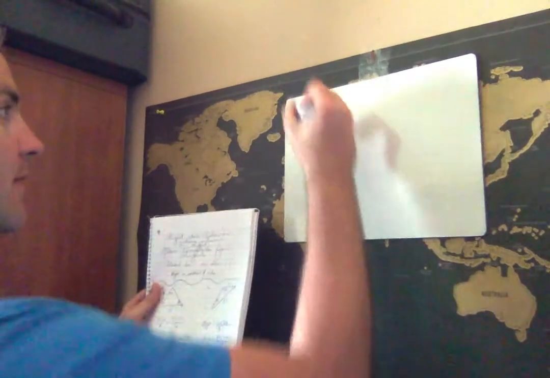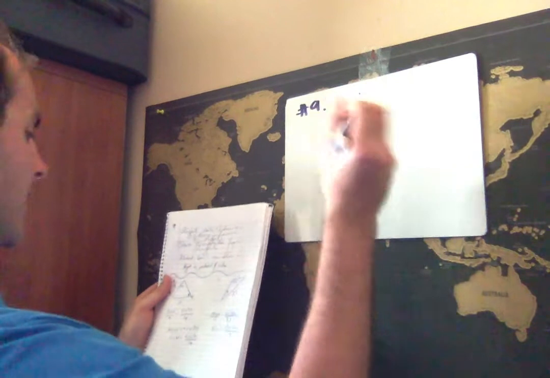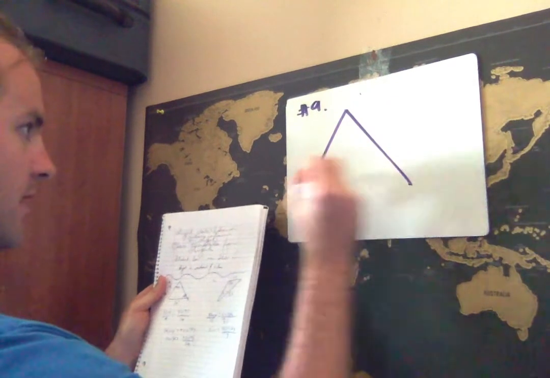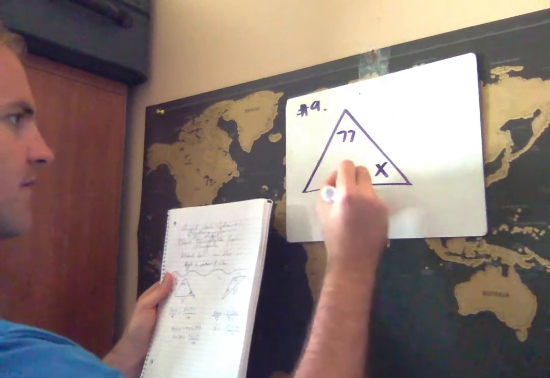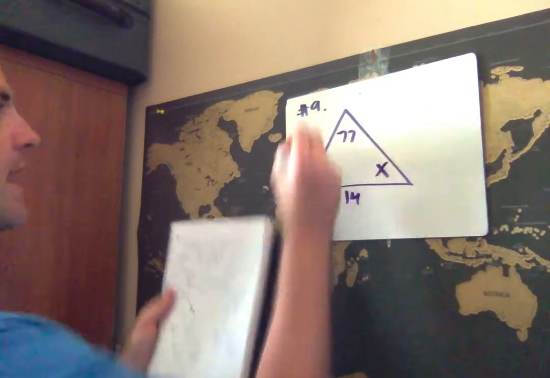Once again, this is the Unit 9 classwork packet. We're on page 14 and we're looking at numbers 9 and 10. Okay? So number 9 up here for you looks something like this. All right, x at 77 degrees, 14, and 9.